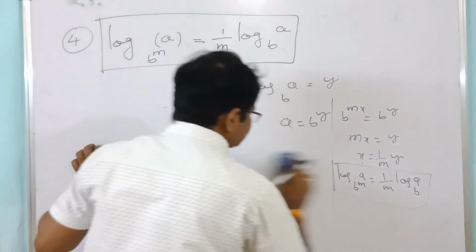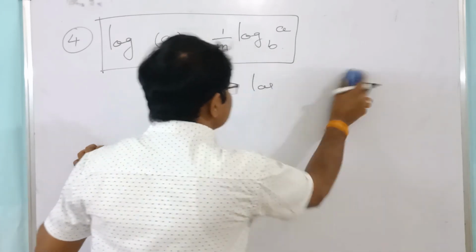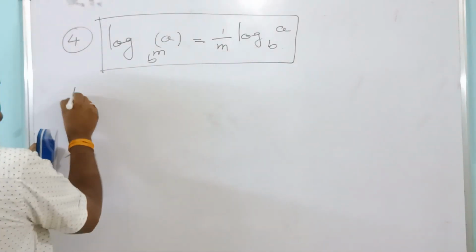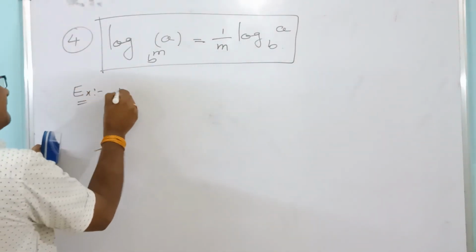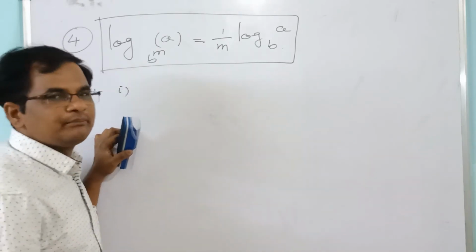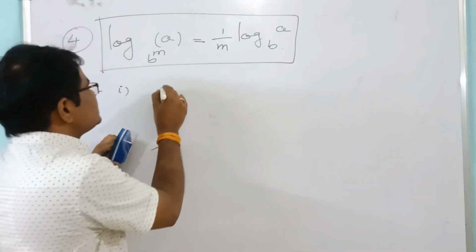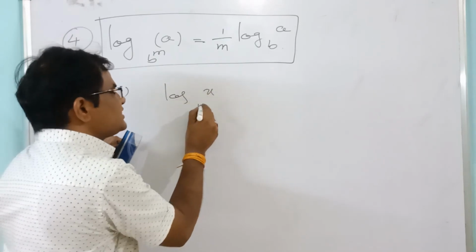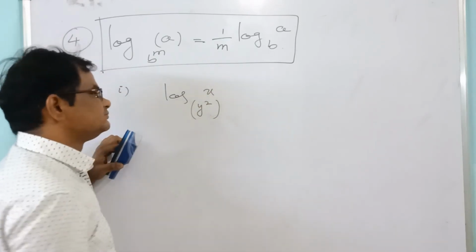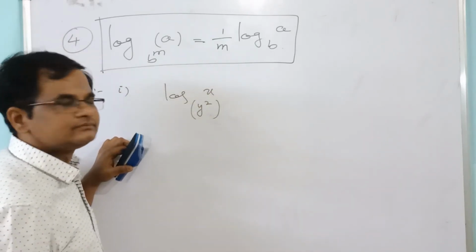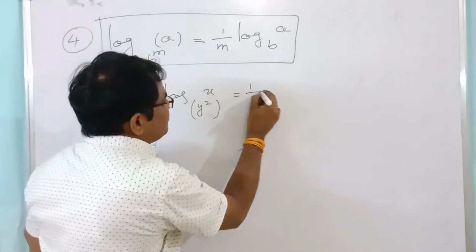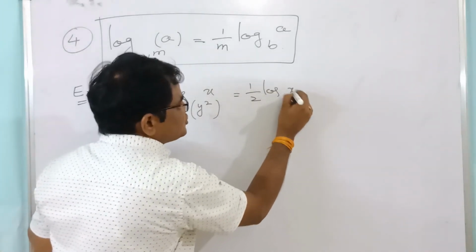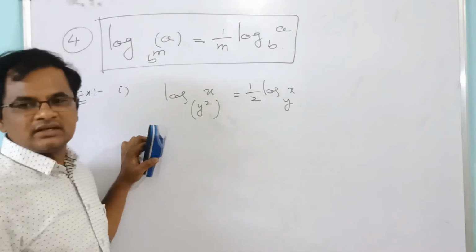Now see this one, based on this one some examples. Example number 1. If you take first example, log of x to the base y to the power of 2, how to write? 1 by 2 log x to the base y. Can you write?